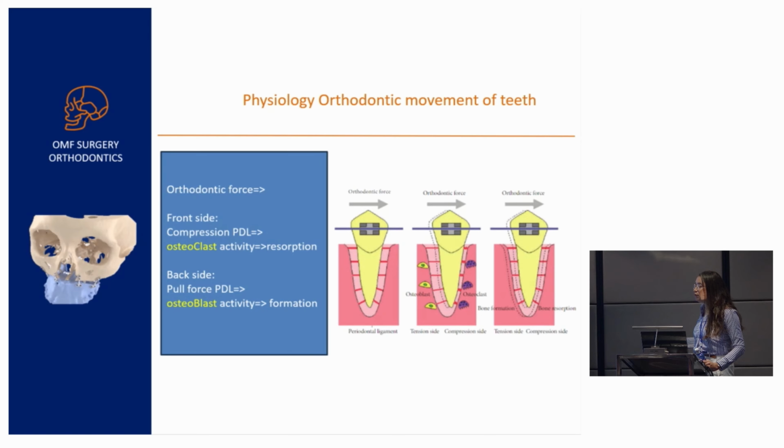and that compression leads to activation of the osteoclasts. And you know the osteoclasts are the cells that resorb the bone. So the osteoclasts will resorb the first layer of bone cells. And at the backside, the orthodontic force leads to a pull force. And that pull force leads to activation of the osteoblasts. So those are the cells that build. So they build one line of cells at the back. So very slowly, the tooth moves through the jaw.